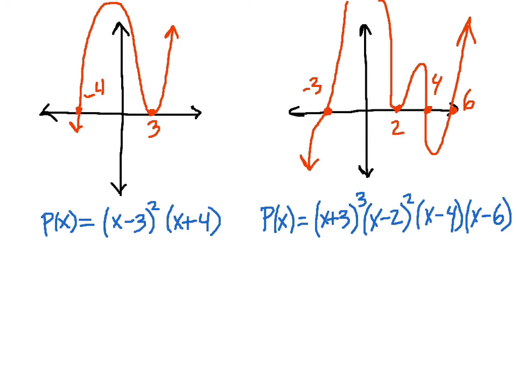So watch how we write this. Here's a triple root, here's a double root, and here are 2 single roots. So we write x plus 3 cubed, x minus 2 squared, x minus 4 for the single, x minus 6 for the single. Now we'll take a look at complex roots that involve imaginary numbers later on in class, but this is just an overview and general idea of how we can write equations of polynomials given the graph.